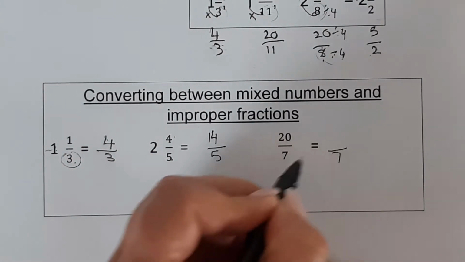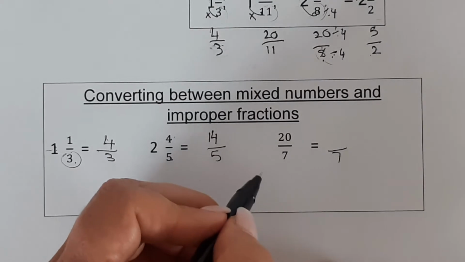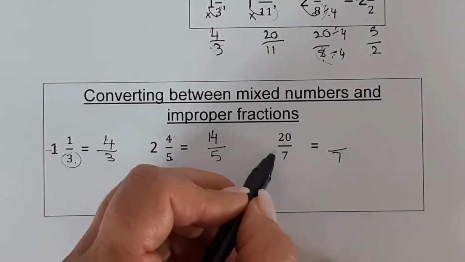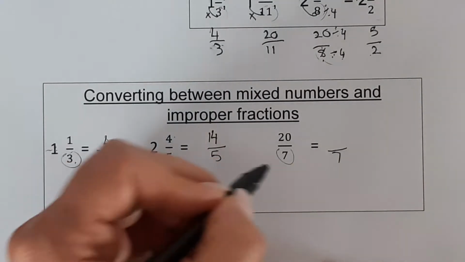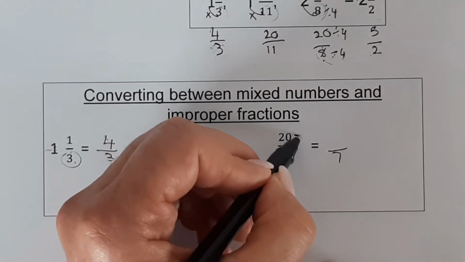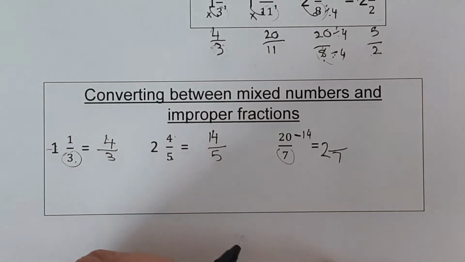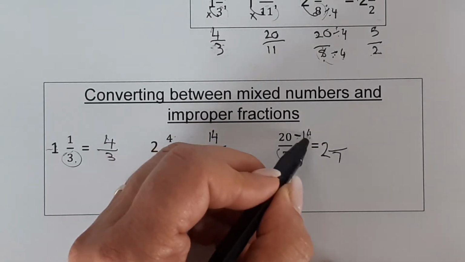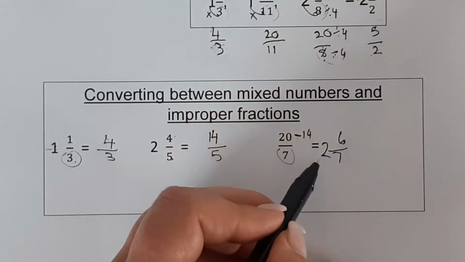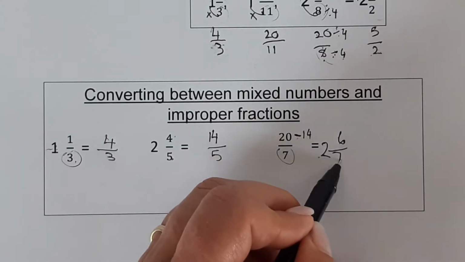7, write it down. And now I have to convert to a mixed number, so I count in sevens. 7, 14, I can minus 2 sevens. So it gives me 2 whole ones. 20 minus 14 is 6. So it's 2 and 6 sevenths.